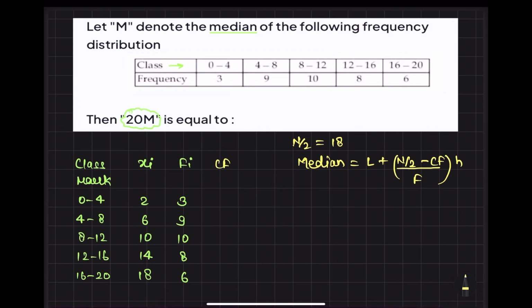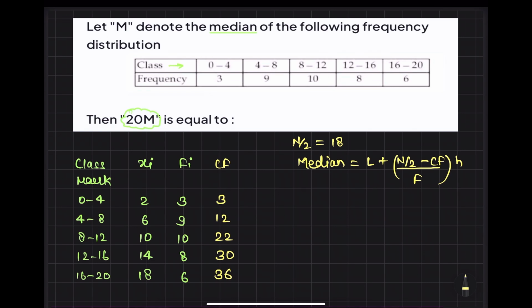Now we will write down the cumulative frequency. How will you write cumulative frequency? Suppose that you want to write this. So above this line, add all the frequencies and write. So it is 3. Now above this line, add all the frequencies. Above this line, add all the frequencies. Okay, so this is your cumulative frequency.